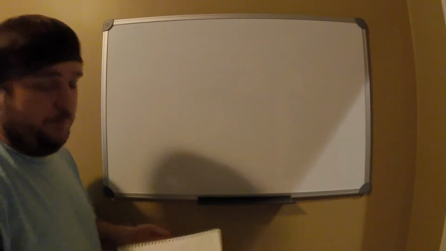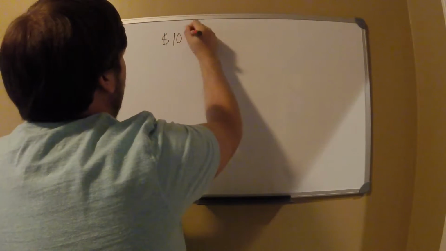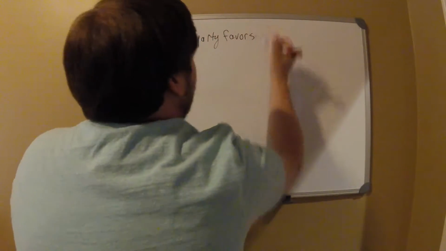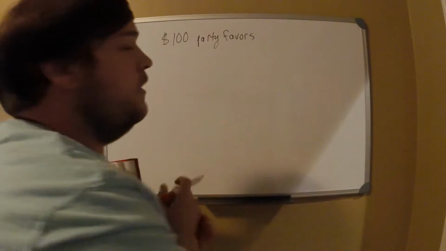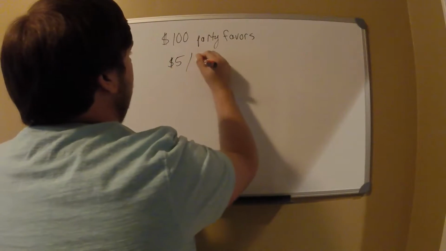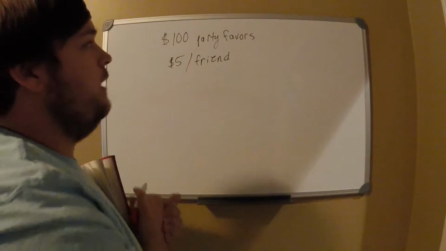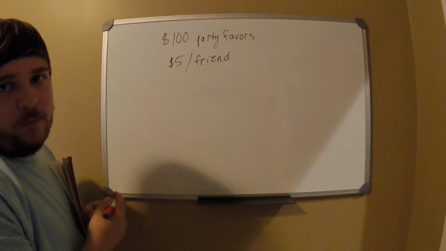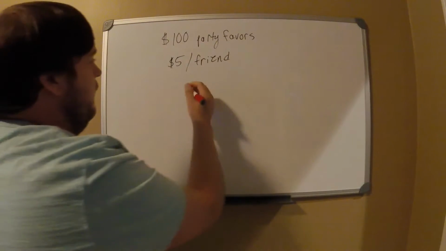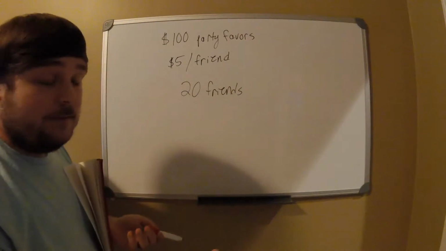So let's take an example. Say we were having a party and we had $100 to spend on party favors. And you had your friends coming over and you wanted to spend a max of $5 per friend. How much could you spend on each friend if you only had $100 to spend on party favors? Well, you say, Josh, that's easy. You just divide 100 by 5, and you get 20 friends. You can invite 20 friends. Right? Is that how you did that?